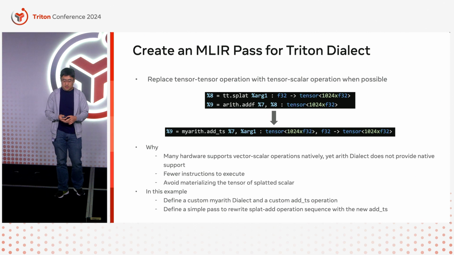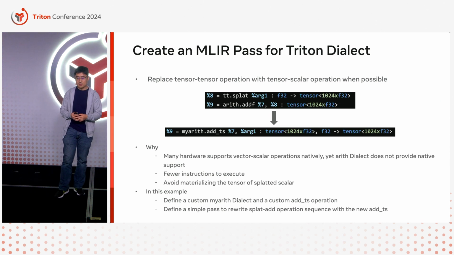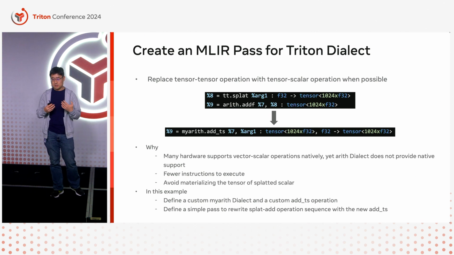Many hardware targets actually natively support vector-scalar operations, but at least at the arith dialect level, there's no built-in or native support for this. By performing such an optimization, we'll have fewer instructions to run, which is in general a good thing. We can also avoid potentially materializing %8 in this case, which is the result of splatting scalars, and that can help reduce on-chip memory pressure and register pressure, and potentially help with performance and power.